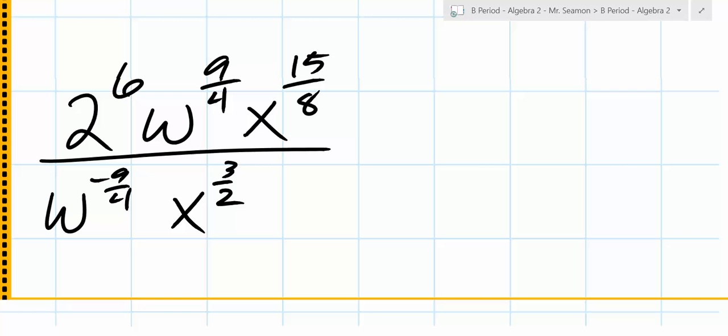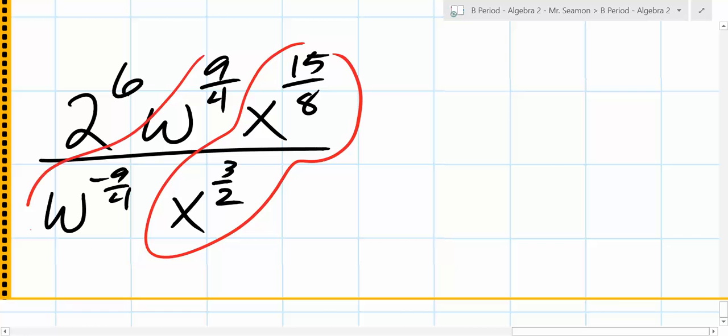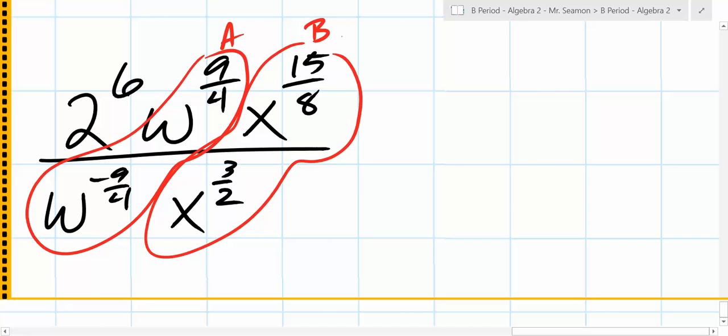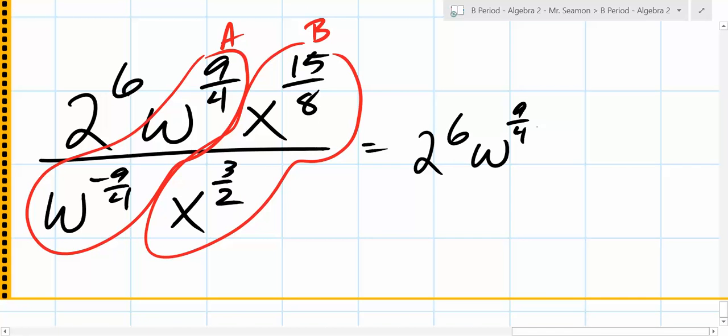Why isn't this done? Because you can simplify. Like this right here and this right here can be simplified, right? Let's call that part A and part B. Which one do you want to do first? Sure, so that's going to be 2 to the 6th, and it's going to be w to the 9/4 minus what? -9/4. That's correct. You subtract the powers.